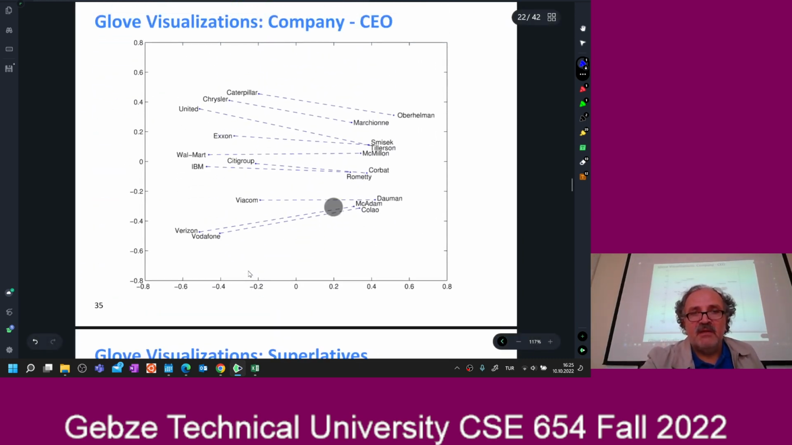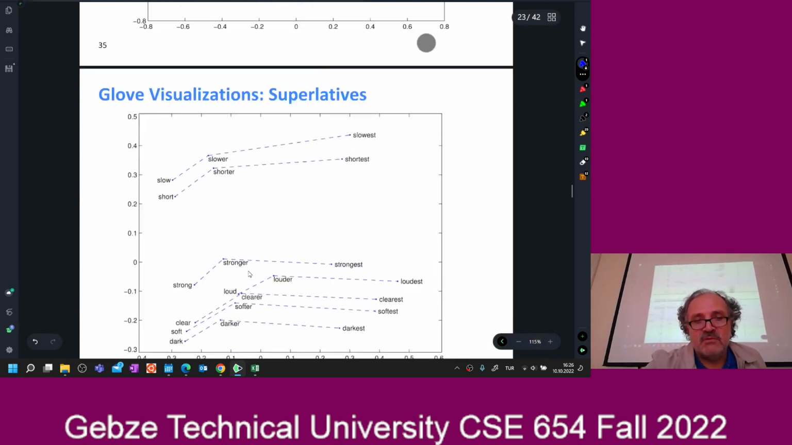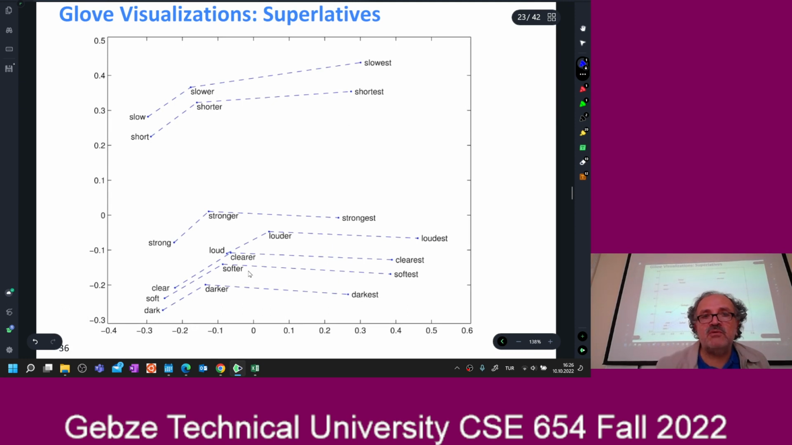Okay, by the way, do you know what this is? I think this is from 2015. These are the companies, and these are their CEOs, okay? So if I know this vector, I add this vector to Vodafone, and I find its CEO. Without telling the system anything explicitly about what a CEO is or what a company is, it works, okay? And this one works too.